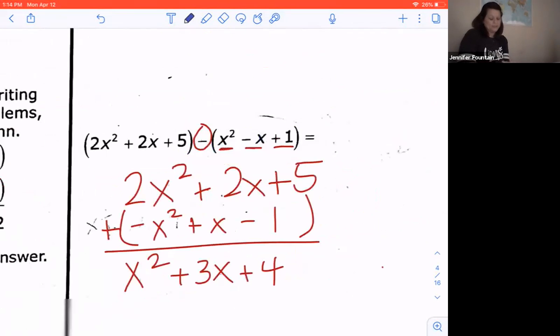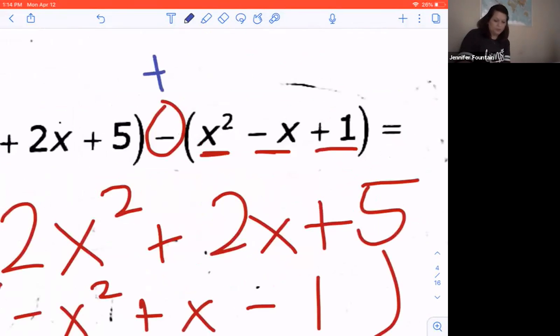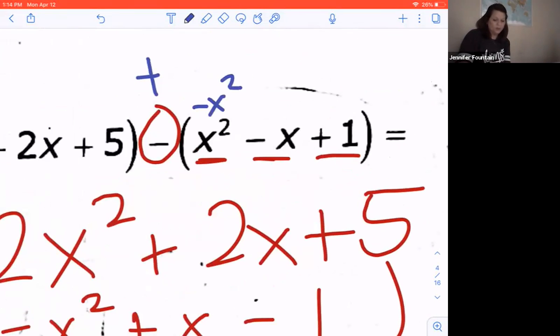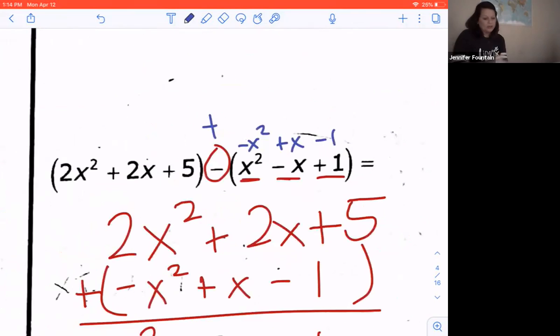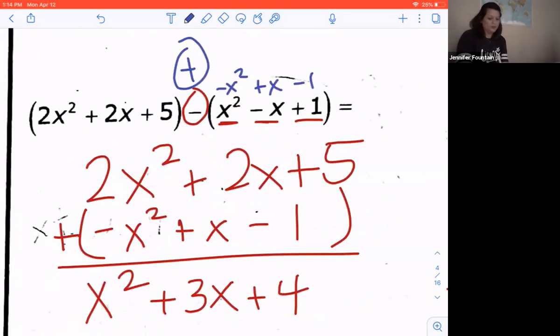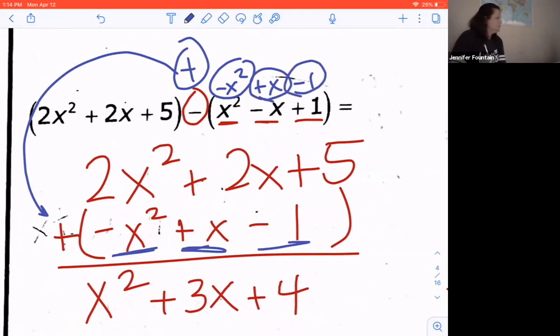And the next one, we did the same thing. I changed from subtraction to addition. And then I had to take the opposite of each term afterward. So this became negative x squared. This one became positive x. Now I have to have minus 1. So when I rewrote that underneath it, notice I've got my plus sign down here, minus x squared, plus x, minus 1. And now I just add 2x plus a negative x is going to be x squared. 2x plus a positive x is going to be 3x. And 5 plus a negative 1 is 4.